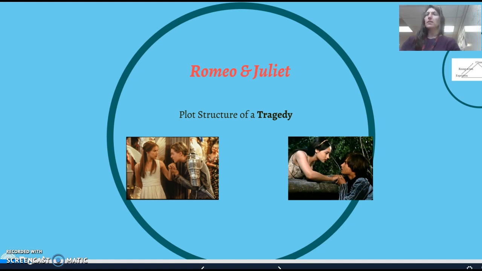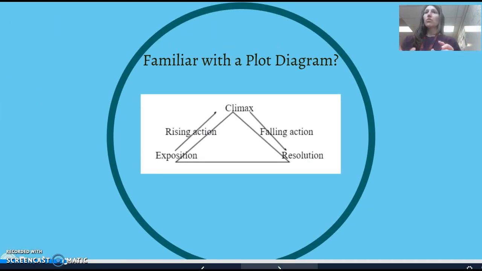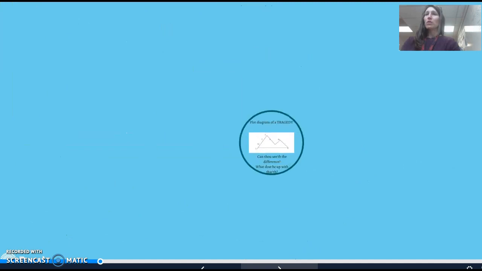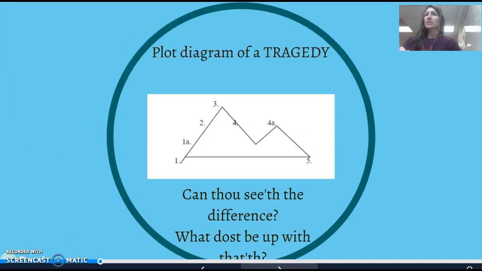Romeo and Juliet is a tragedy. So you should be familiar with the plot diagram: rising action, climax, falling action. This should be something, hopefully, that you reviewed quite a bit in middle school. So with the tragedy, it is different, okay? Notice how we have two peaks. The second peak is not quite as high as the first climax, but it still exists. So we have some very obvious differences.